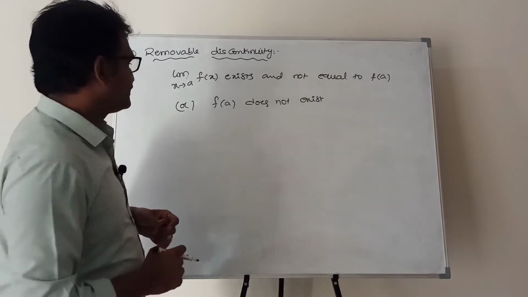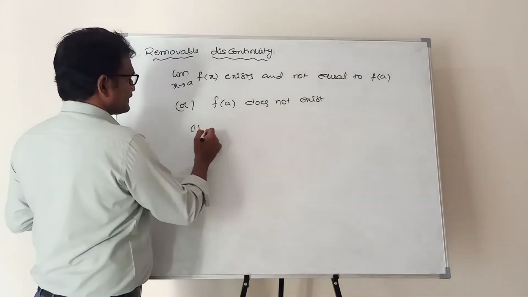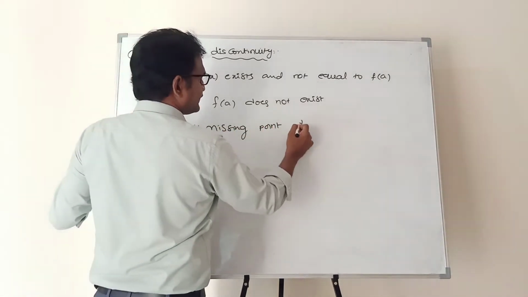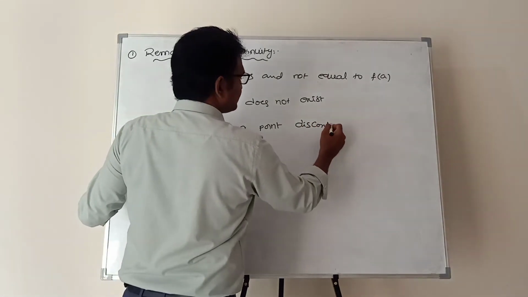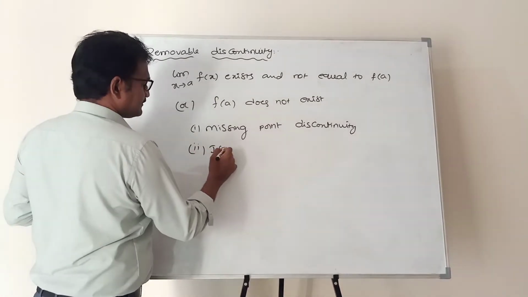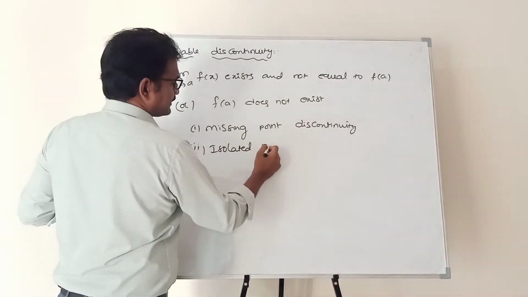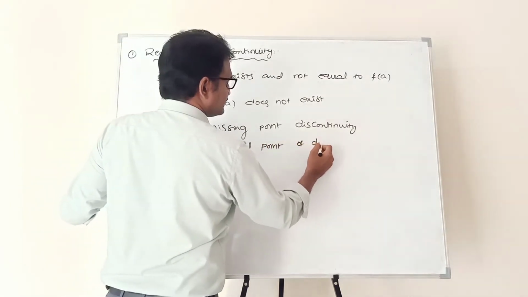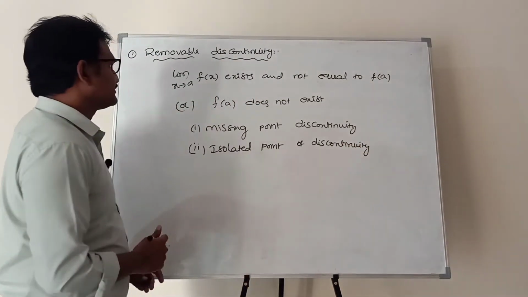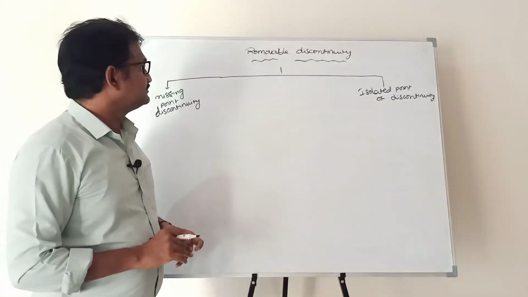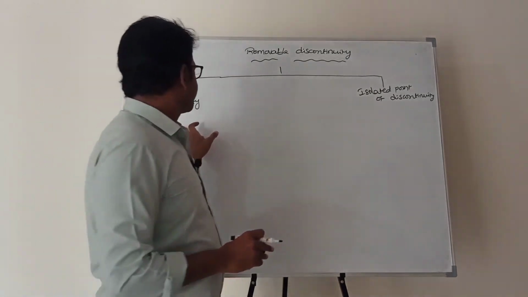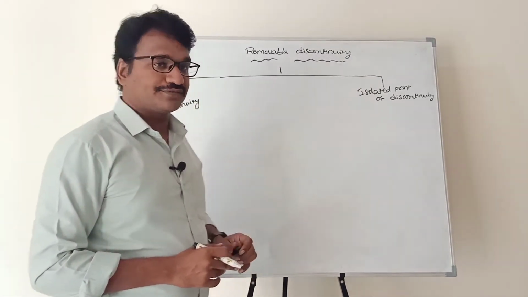Again, removable discontinuities are of two types. First one is missing point discontinuity. Second one is isolated point of discontinuity. Again, removable discontinuity is divided into two parts: missing point discontinuity and isolated point of discontinuity.